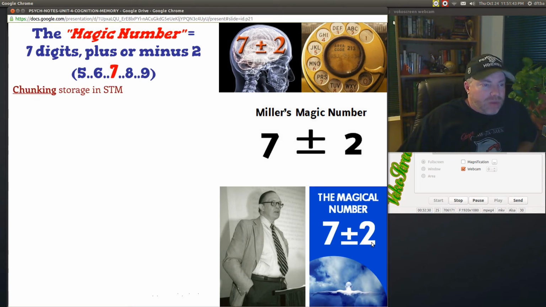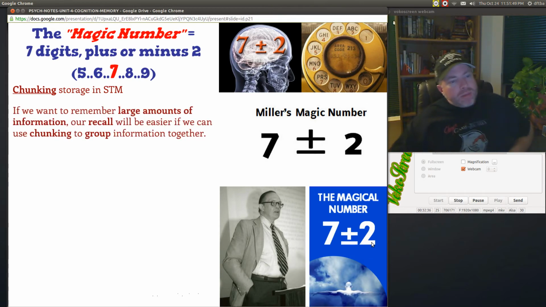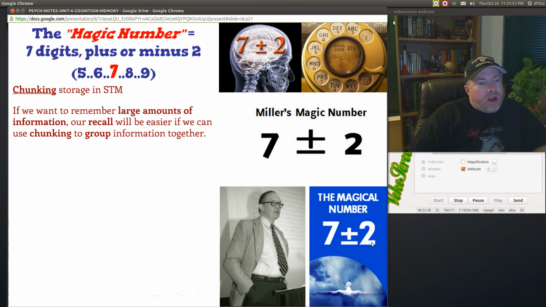Chunking storage in short-term memory can kind of help you with this. If you want to remember large amounts of information, our recall would be easier if we use chunking to group information together. And in some ways we do that with area code. 412 was the area code I grew up with in Pittsburgh. Here, and it's still the only area code that they have there that I'm aware of.